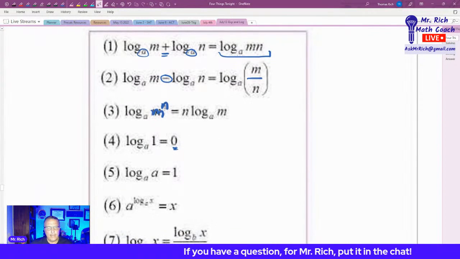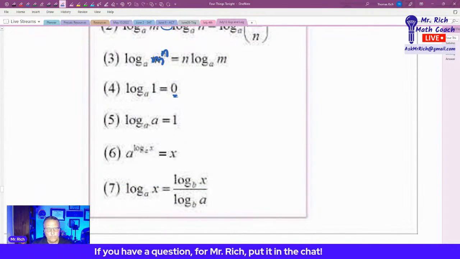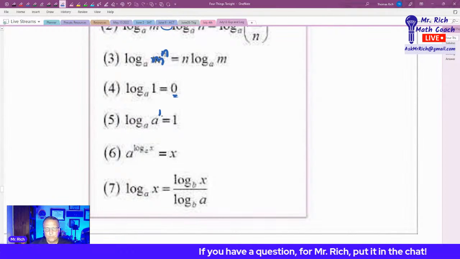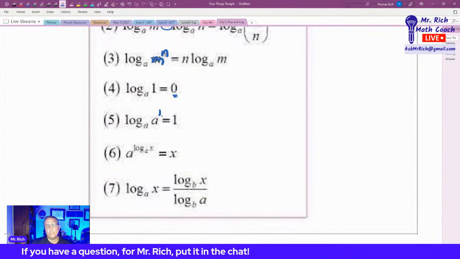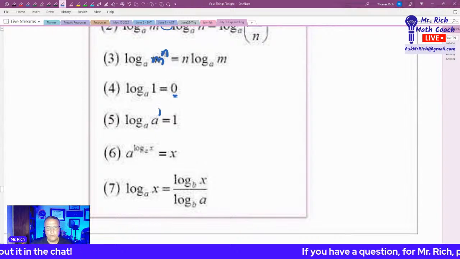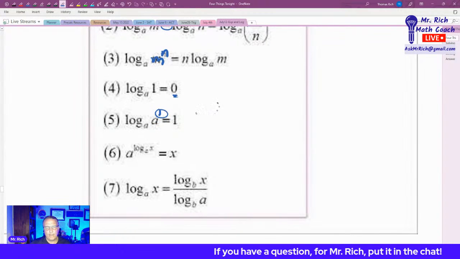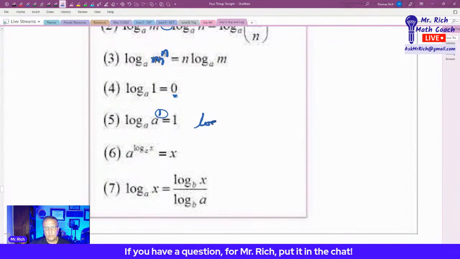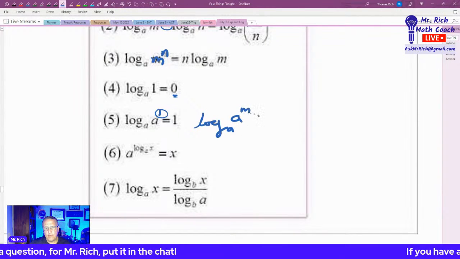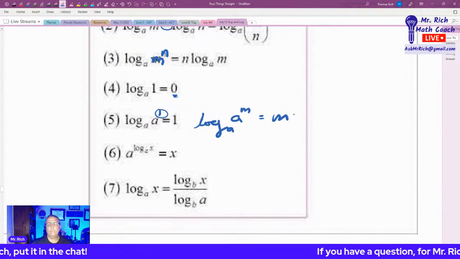Anytime that you have a match between the base of the log and the argument of the log, log base A of A is equal to 1. If you consider that the exponent is a 1 right there, that's why it's a 1. Log base A of A, they are canceling each other out, leaving you the exponent. I could also write this rule like this: log base A of A to the m is equal to m.